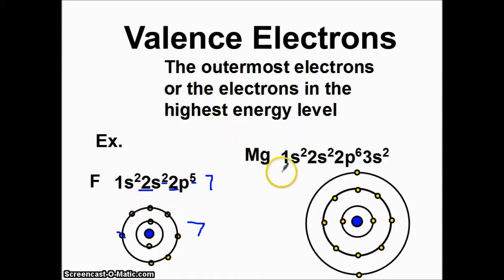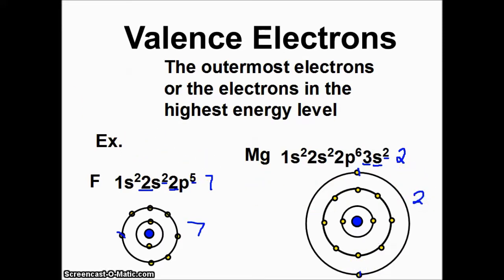Again, with magnesium, we have 3 energy levels this time, 1, 2, and 3. So our highest energy level would be 3. It only has one subshell, the S subshell, and in that subshell it has 2 electrons. So we're going to have 2 valence electrons here for magnesium. Again, you can look at the Bohr model and see 1 and there's 2, so we have 2 valence electrons.